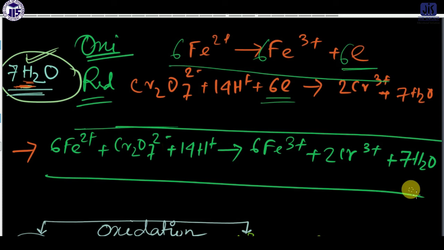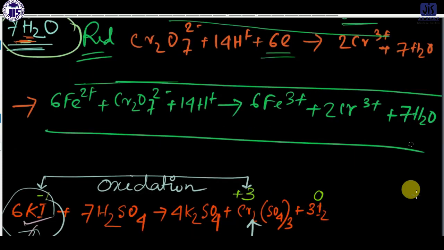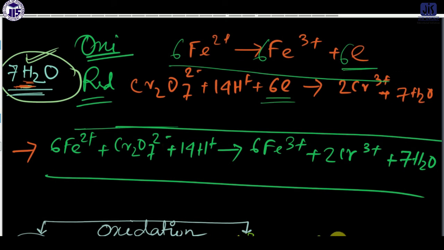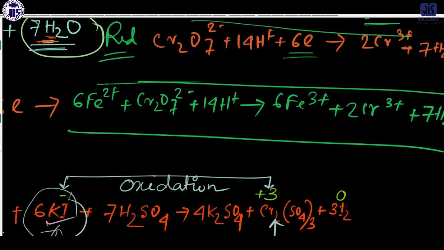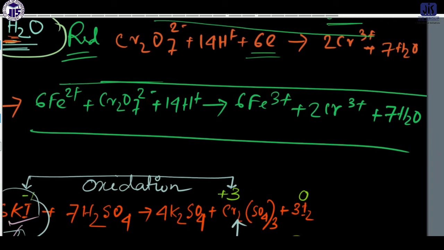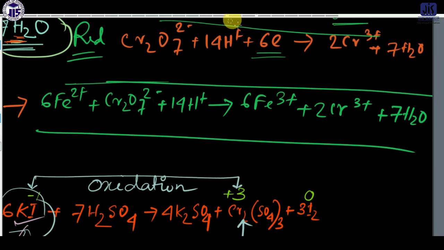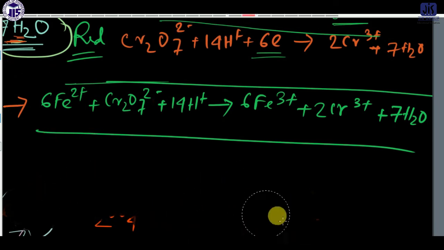After adding we get this. Now this balanced equation has been expressed in the ionic form, so the equation can be represented in molecular form also. Okay, so when we represent the molecular form, the equation looks like that. It is almost the same as the ionic form, and the complete equation becomes like this.